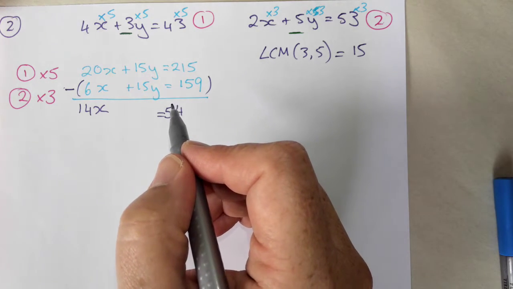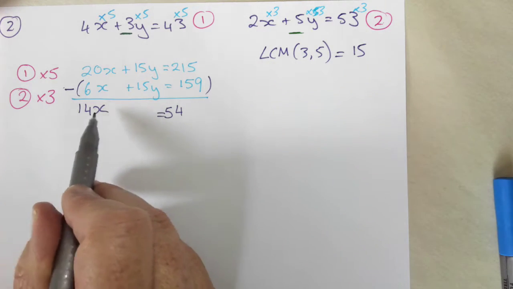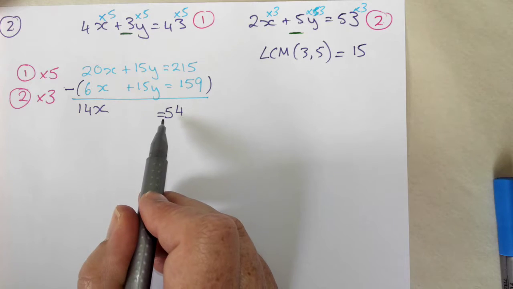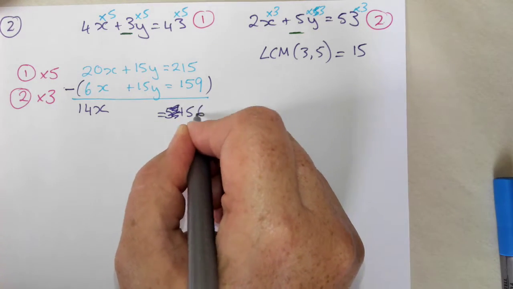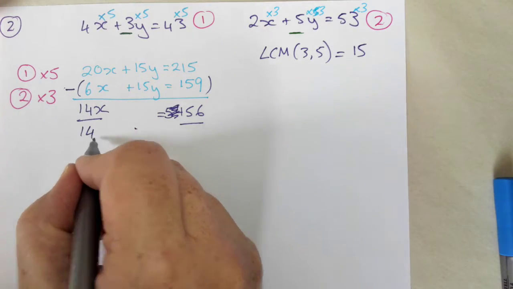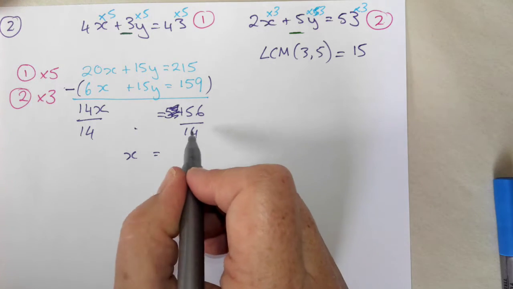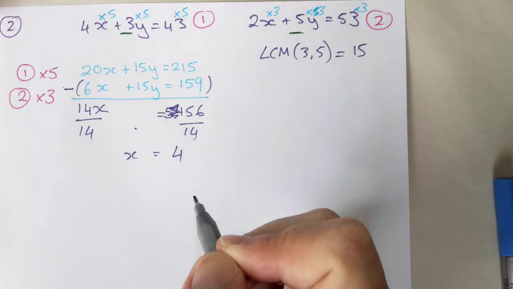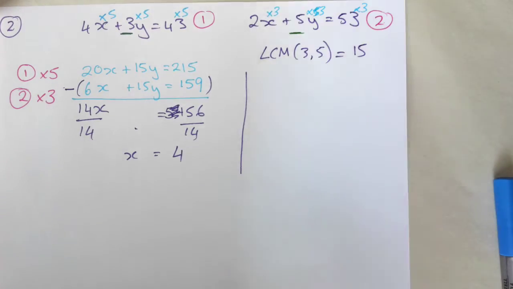Okay, so what I need to do now is solve that to find what x is. So I've got 14x equals 56. I'm going to divide both sides by 14. So x is going to be equal to 56 divided by 14, which gives me x equals 4. Last thing I need to do is find my y value.